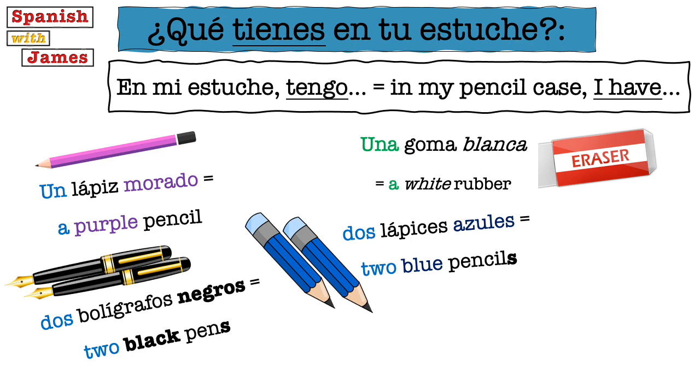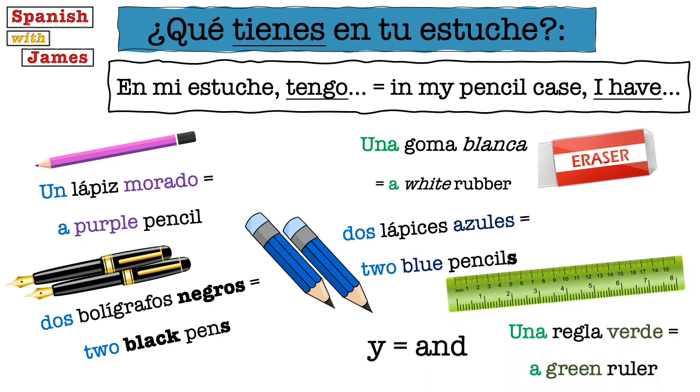It's a bit like words in English like knife, that in the plural goes to knives, and the f changes for a v, or wife and wives, so it's a similar sort of change. And then because there's now two of them, if it were just one, it would be un lápiz azul, but I have to change azul to azules to reflect the fact that the word, the color adjective, is describing a plural noun, because there's two of them. So, en mi estuche tengo una goma blanca, un lápiz morado, dos bolígrafos negros, dos lápices azules y una regla verde.